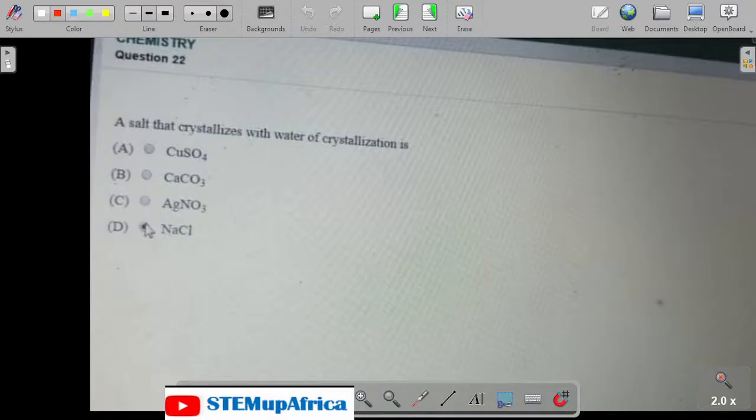So we need to see which one crystallizes. What is water of crystallization? It is the ability of that salt to absorb water content at a particular temperature. So the only one that has the ability to crystallize here is copper sulfate, not this one the person marked. The answer is copper sulfate.